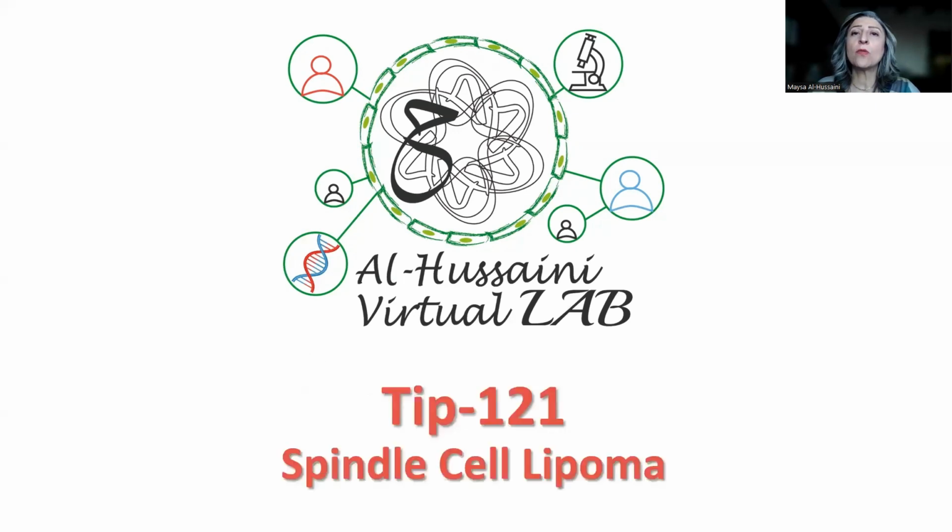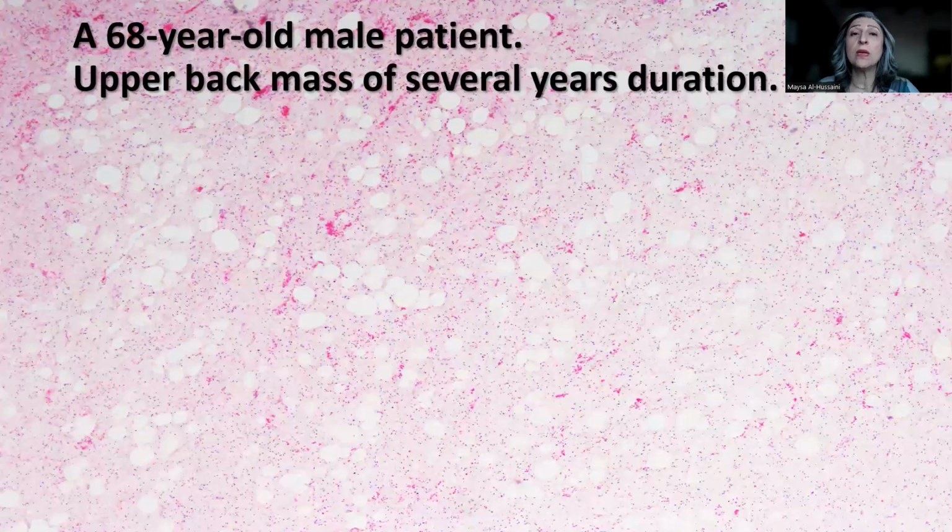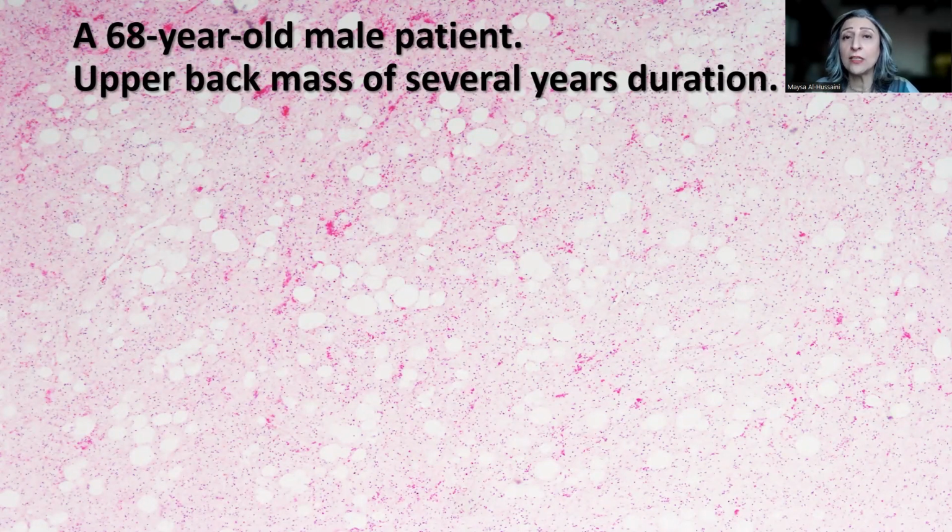What I'm going to be sharing with you today is a nice typical example of a spindle cell lipoma. So this is a case of a 68-year-old male patient who presented with upper back mass of several years duration. And this case is actually courtesy of Dr. Iman Hijazi, who shared the case with me.